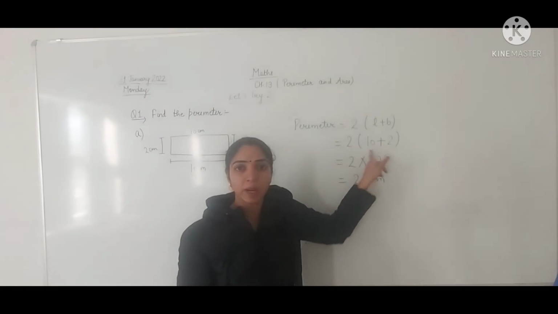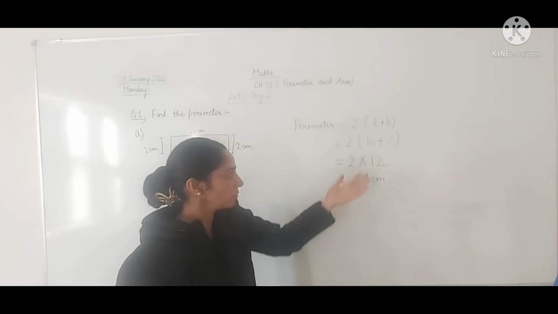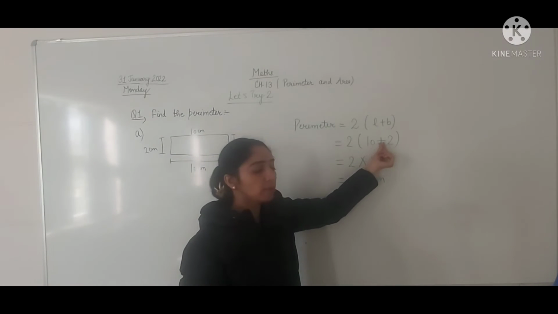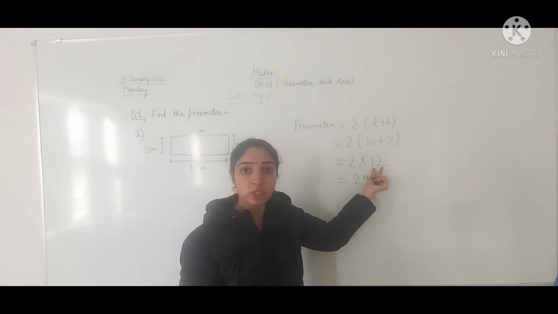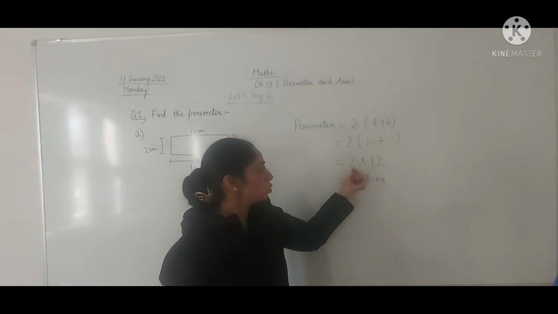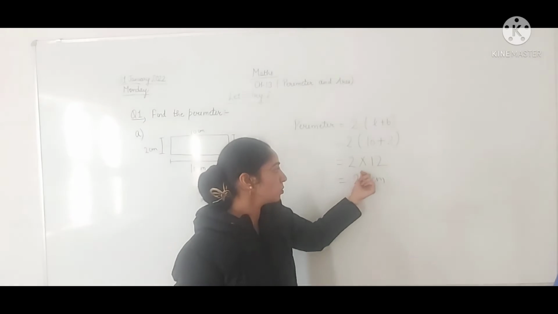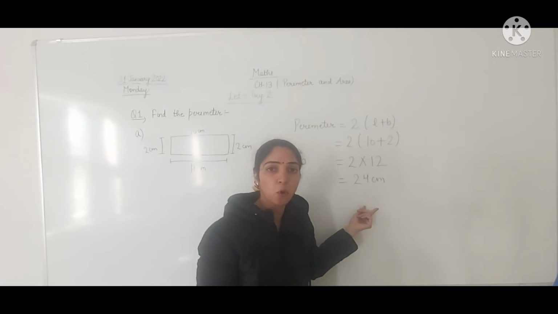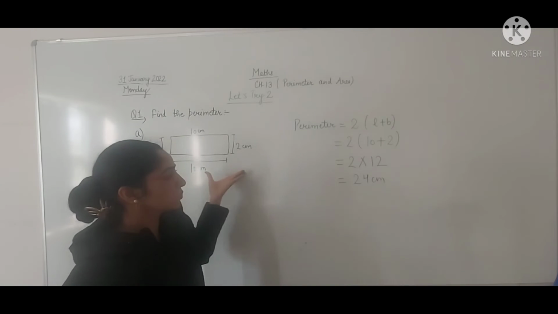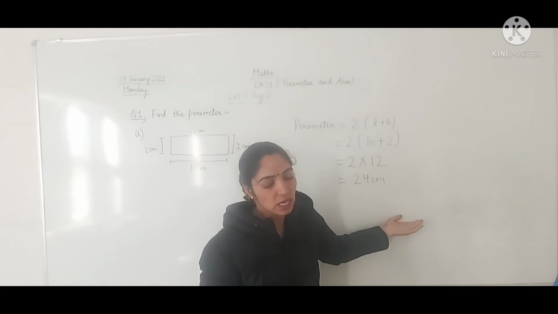Now we solve the bracket first. 10 plus 2 is 12. So 2 multiply 12 is 24. It means that the perimeter of this figure is 24 centimeter.